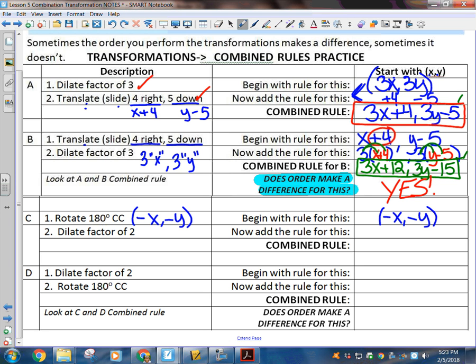If I dilate by a factor of 2, basically what I'm going to do is times everything by a factor of 2 on the x's, times everything by a factor of 2 on the y's. So that's going to be like 2 times every x and 2 times every y. And then if I combine these two together, I've got to do a negative and times by 2, so that's negative 2x, a negative and times by 2 for y. So this would be your combined rule for rotate 180 and then dilate by a factor of 2.